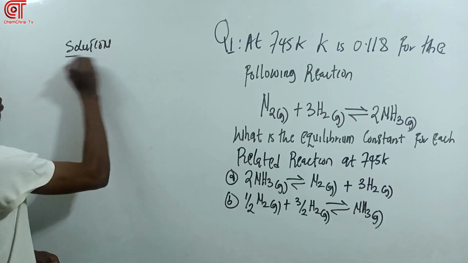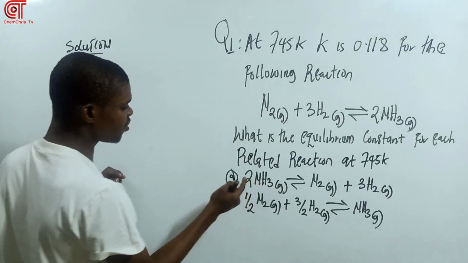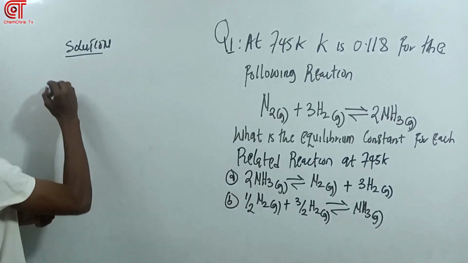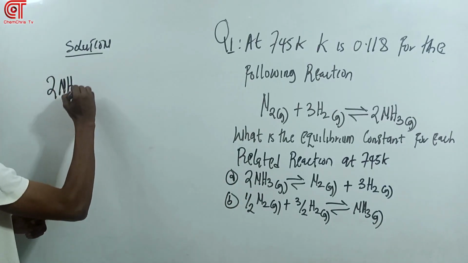Solution. So the relation between this one here, we have the first one, 2NH3.